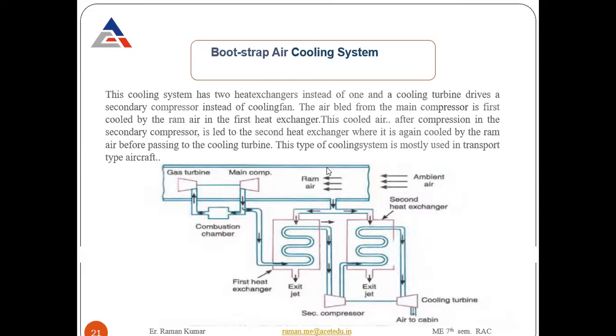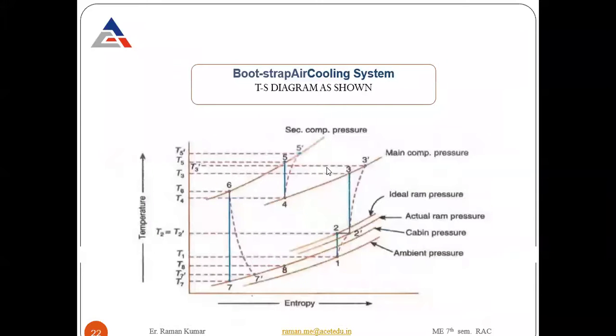Now this is the TS diagram. Look at this TS diagram. First of all, the pressure lines will be there. Look here, this is the ambient pressure line.